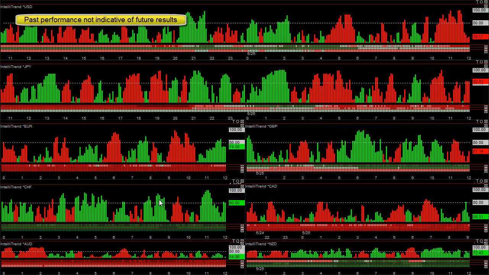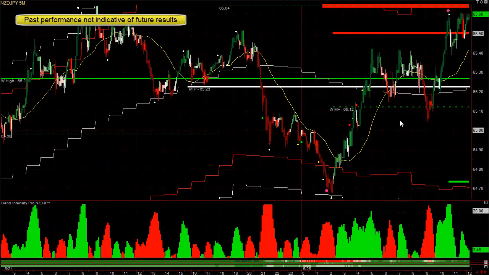I don't usually trade the Euro Swiss. The New Zealand was super strong today, so you could have been buying New Zealand yen or New Zealand dollar. Here's a New Zealand yen. And when it's above the hourly, it's more likely to go up.